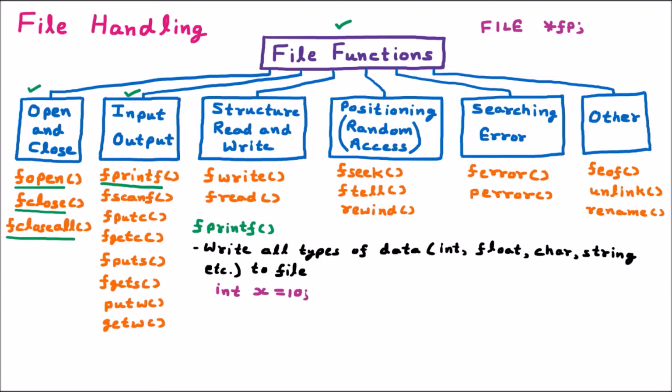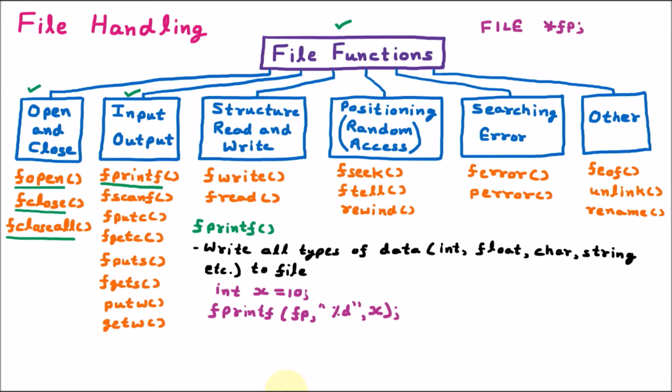If I want this 10 to be written onto the file, for that we are going to write this function, fprintf, meaning printing or writing onto the file. In the bracket, first of all we provide the file pointer on which we have opened the file, then comma, we provide the format specifier, let's say %d for integer values, then comma, then the variable, which is x. So here we are going to store the x value, which is 10, inside the file.